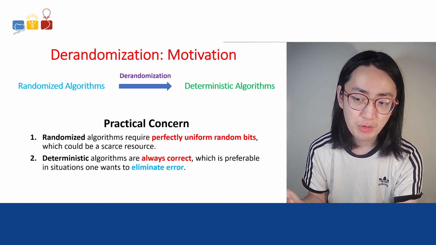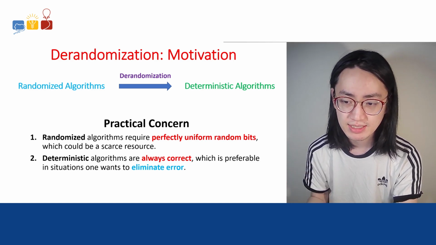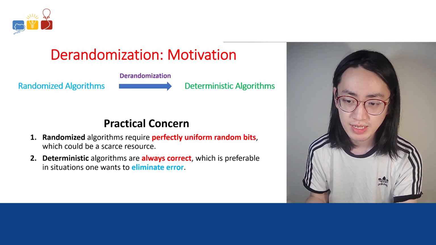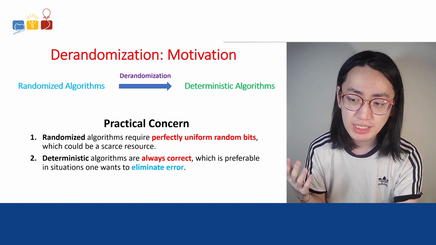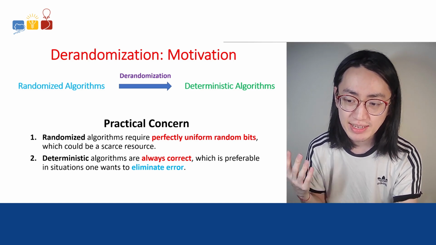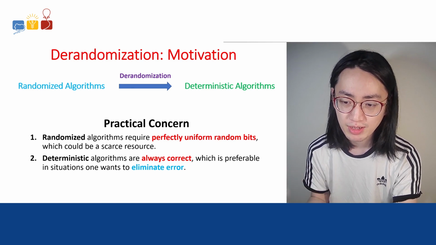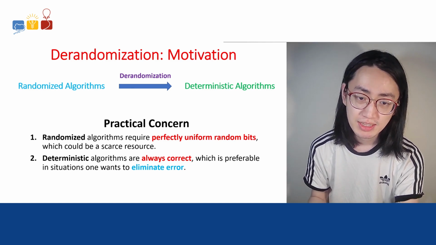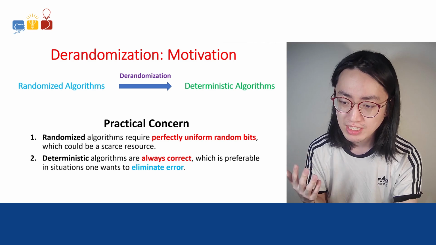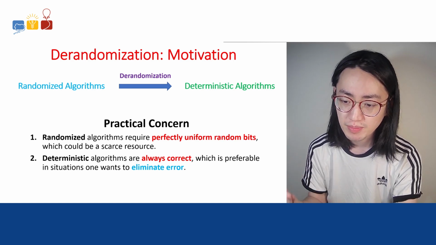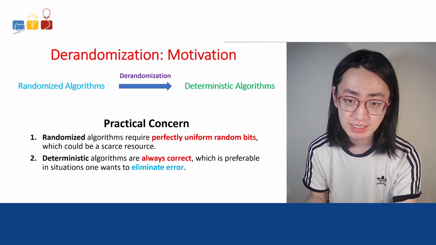Second, randomized algorithms may still make mistakes, despite with very small probability. In certain important situations, one may want to completely eliminate potential error. In that case, because deterministic algorithms are always correct and never make mistakes, it makes them more preferable than randomized algorithms in those situations.